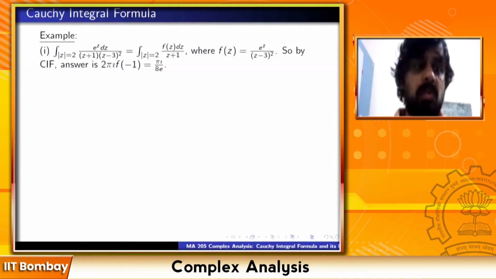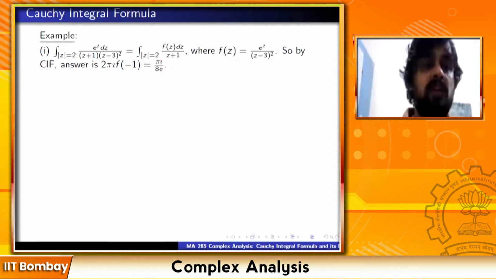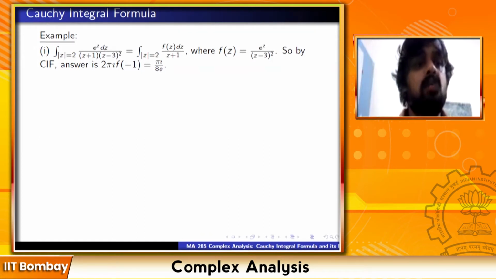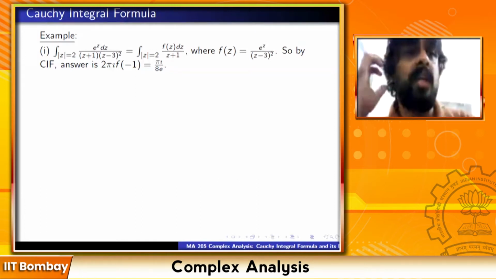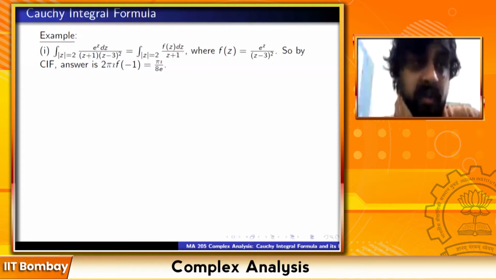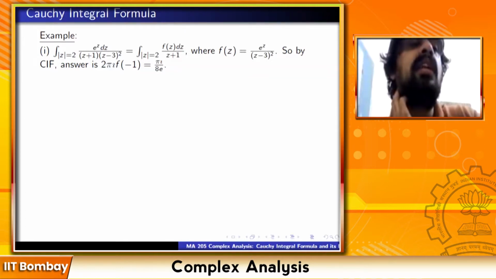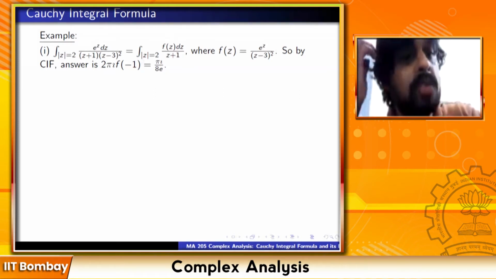Okay, so now the formula. Let's see 3-4 examples, mix the theory and examples. Let's look at the first integral. Let's integrate e raised to z dz upon (z plus 1)(z minus 3) square along the contour mod z equal to 2. I will not specify the orientation, but the default orientation is always the anti-clockwise orientation. So let's integrate this function along the contour mod z equal to 2 anti-clockwise.